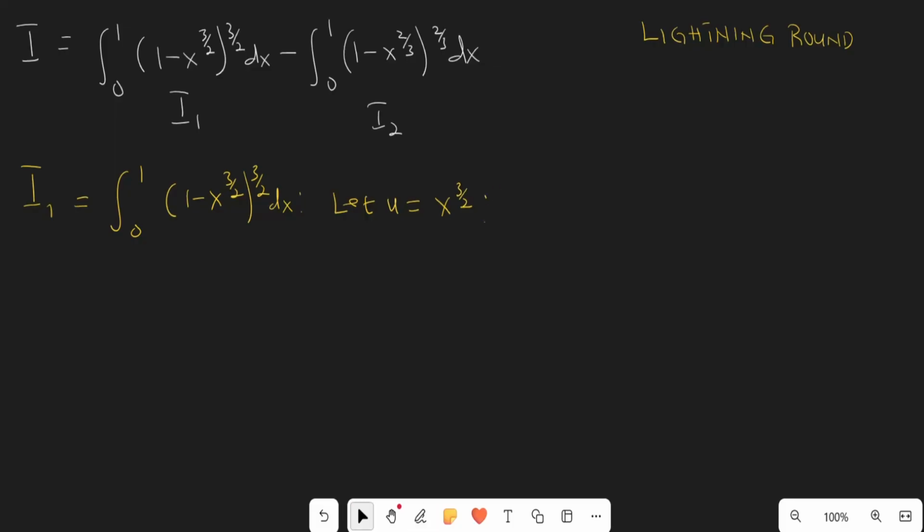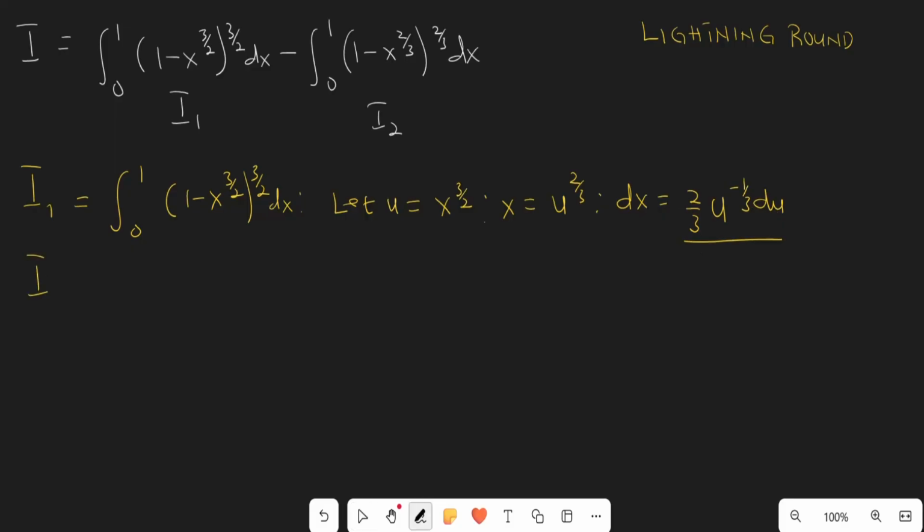Let's find an expression for dx. If u is equal to x raised to the power 3 over 2, that implies that x is going to be u raised to the power 2 over 3. This is it. And then we differentiate. dx is going to be 2 over 3 u raised to the power 2 over 3 minus 1, which is negative 1 over 3, du. So I can replace dx with this one.